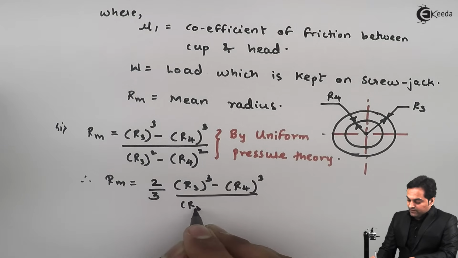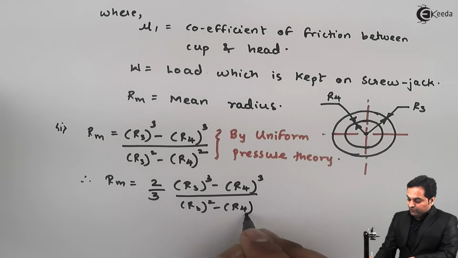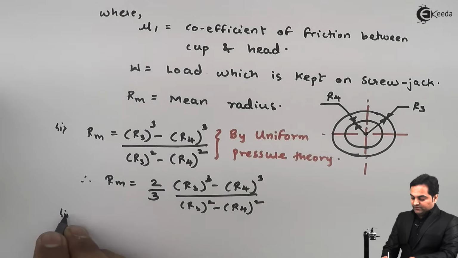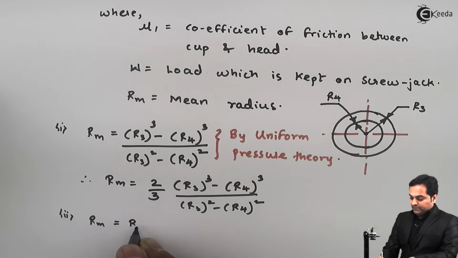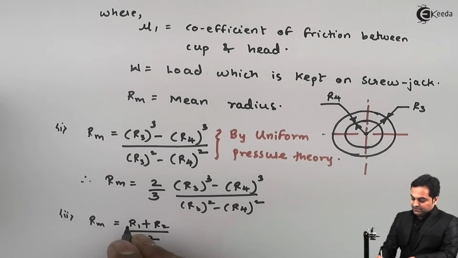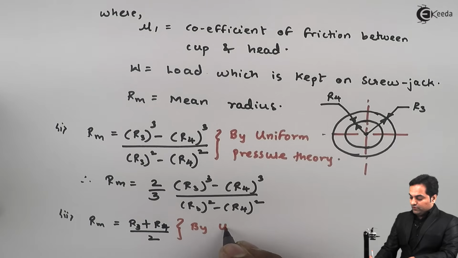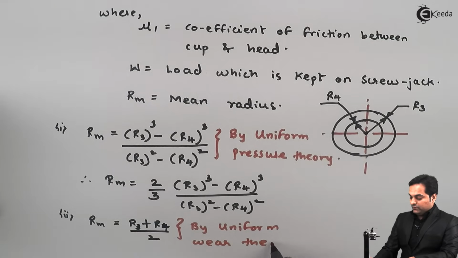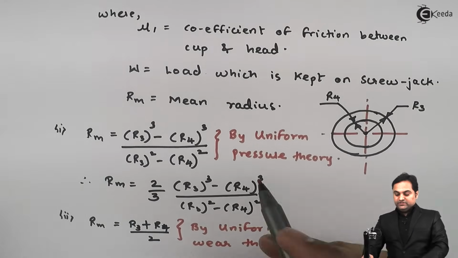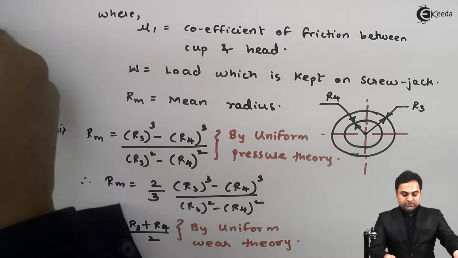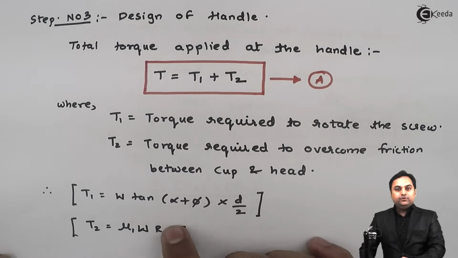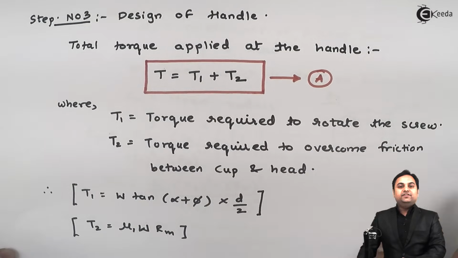Now, after I have written the formula by uniform pressure theory, next I'll write the formula by uniform wear theory, and that will be (R1 plus R2) by 2, or here R1 is nothing but R3 and R2 is nothing but R4, so it is (R3 plus R4) by 2, and that is by uniform wear theory. So once I have written both these formulae, I can easily calculate the value of torque T2, and once T1 and T2 are known, we can put them in equation number 1 and get the value of T.